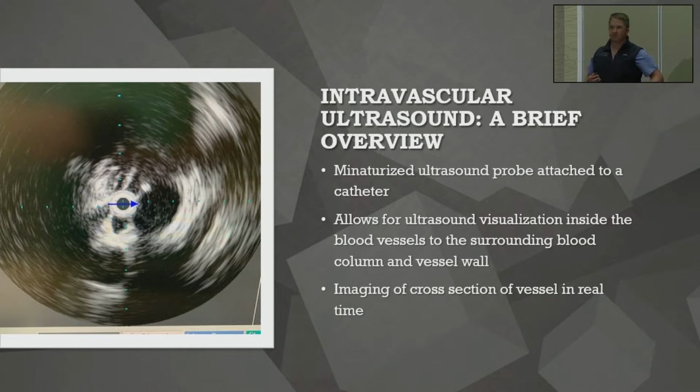So what is IVUS? It's a miniaturized catheter that's placed on top of a probe that goes inside the artery. We have them in different sizes, anywhere from 4 French to 8 French. We use them for different pathologies, but it allows visualization inside the blood vessels for a better idea of the wall makeup of the artery as well as the pathology within the artery.